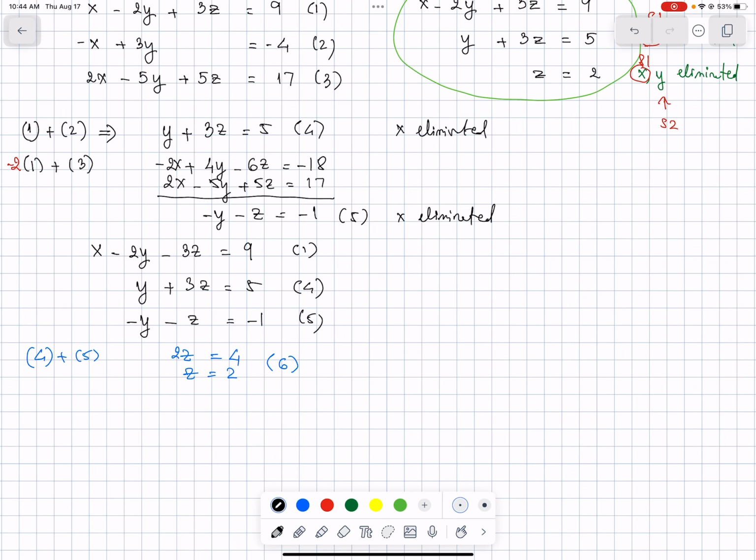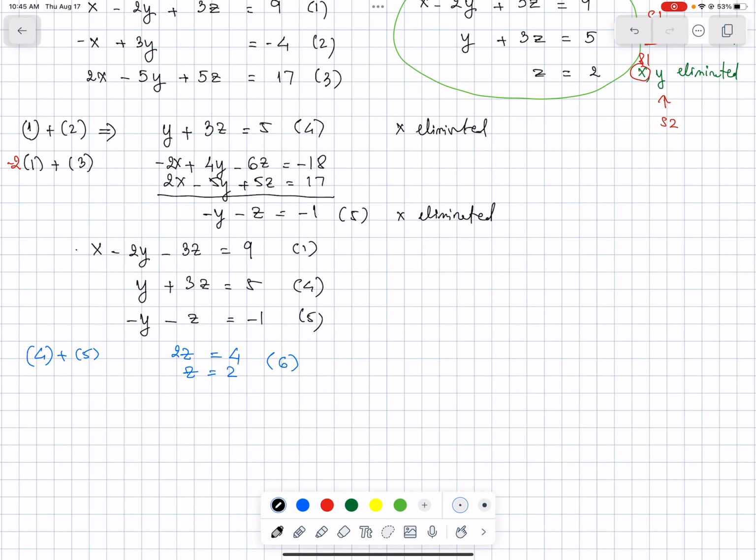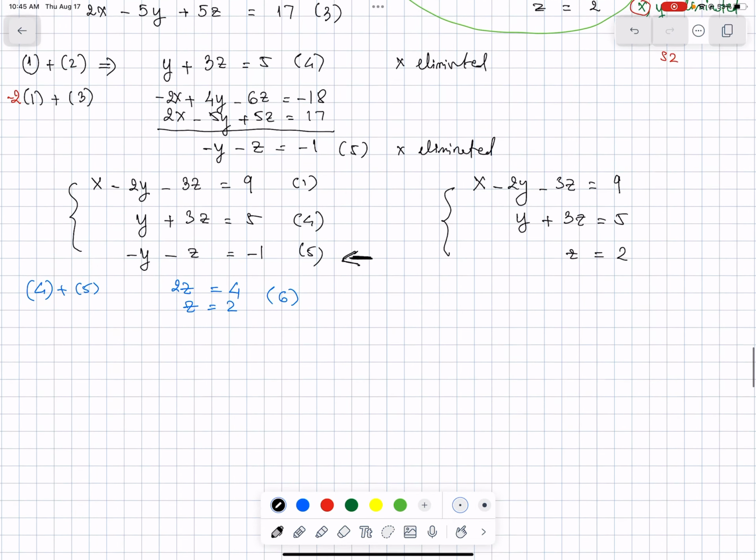Now I write out the whole system again. This was my whole system before, but after I eliminate the y part, this is new, it's changed. So my new system is x minus 2y minus 3z equals 9. You always keep the first one. Then y plus 3z equals 5. You keep 4 because you don't do anything with it. But you want number 5 changed to number 6, which is equivalent to z equals 2. Then you can substitute back in.